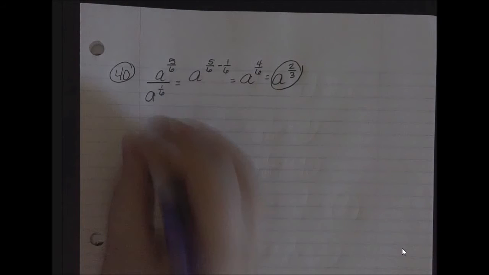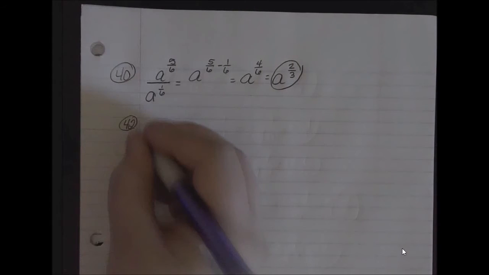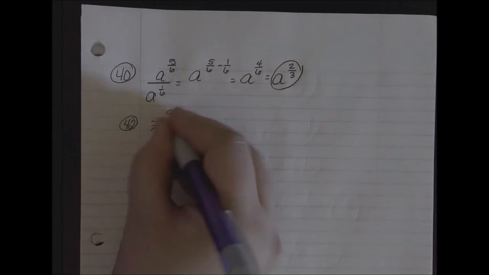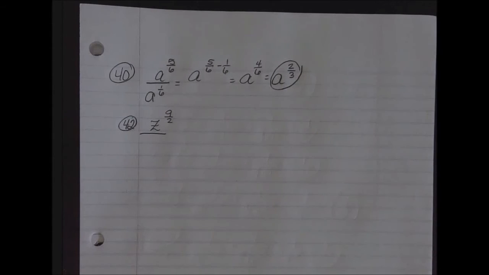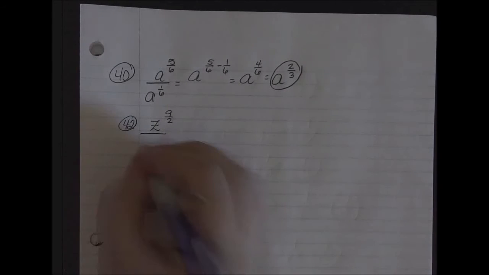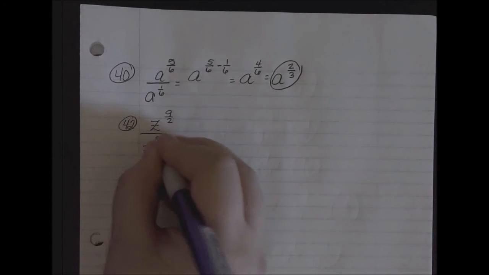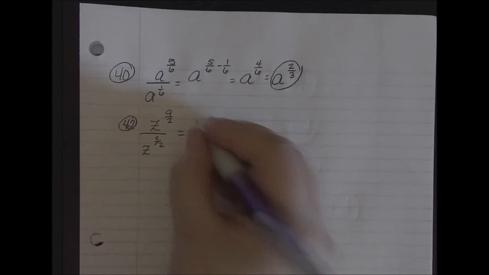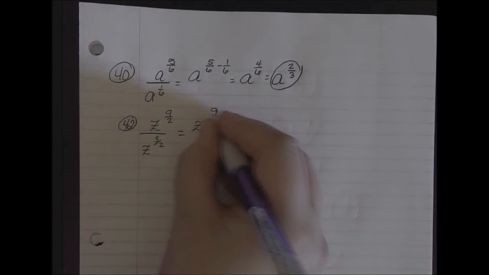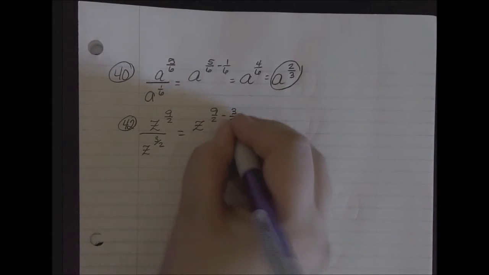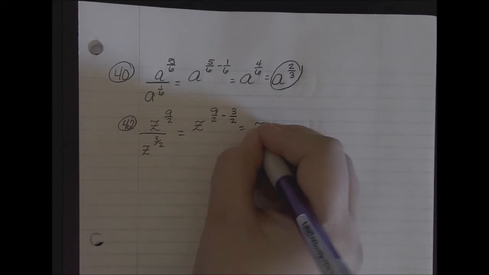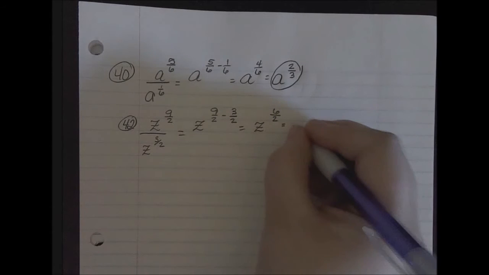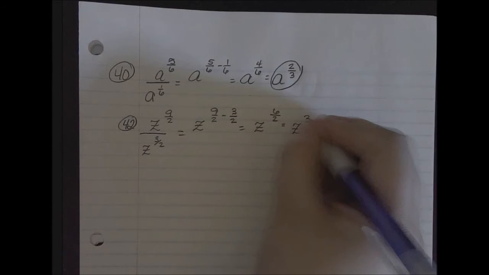42. I have z to the 9/2 over z to the 3/2. So I'm going to subtract those exponents. That gives me 9/2 minus 3/2, which is z to the 6/2, which is z to the 3.